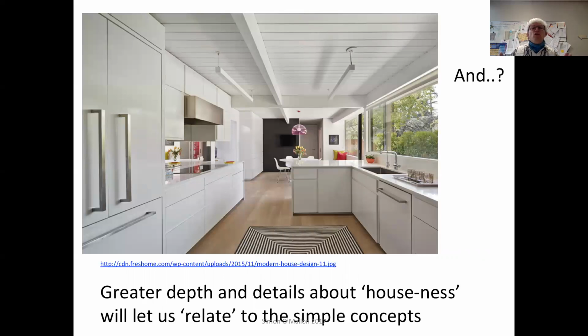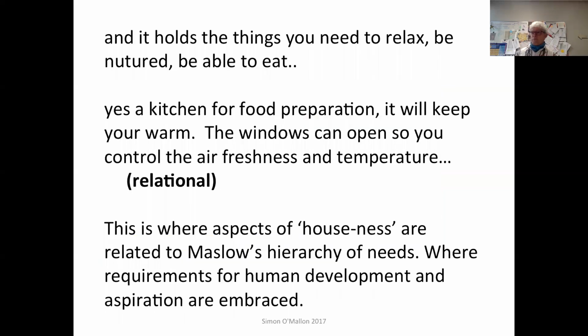So then I'm moving towards relational. Excellent. So it has a kitchen where you prepare food. Let's see. It's got a lounge area. It's got details about it to enhance your standard of living. And so here we go. You need to relax. You need to be nurtured. You need to be able to eat. It has a kitchen for food preparation. It will keep you warm. The windows will open and close so you get fresh air for temperature control. So this is relational. Now I'm beginning to understand really what houseness is, because all of the terms and conditions are coming together.